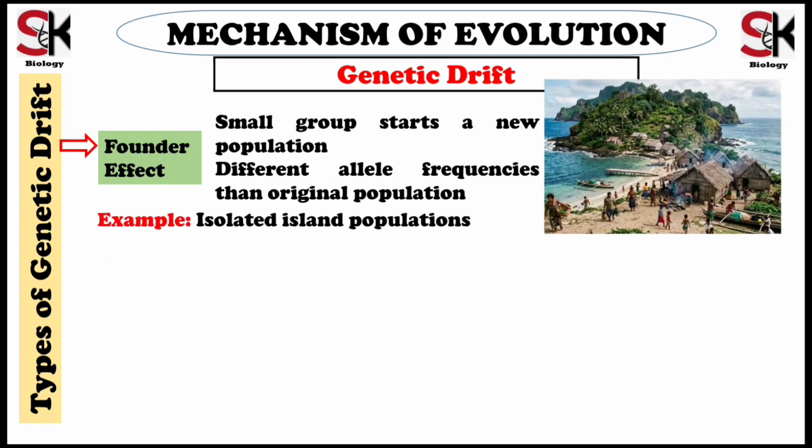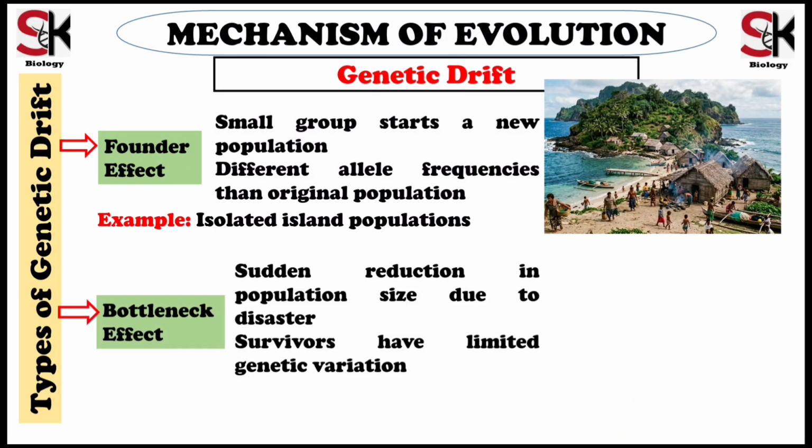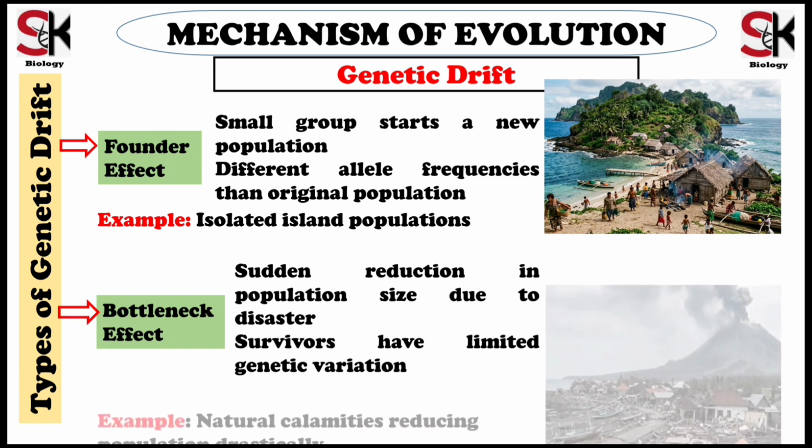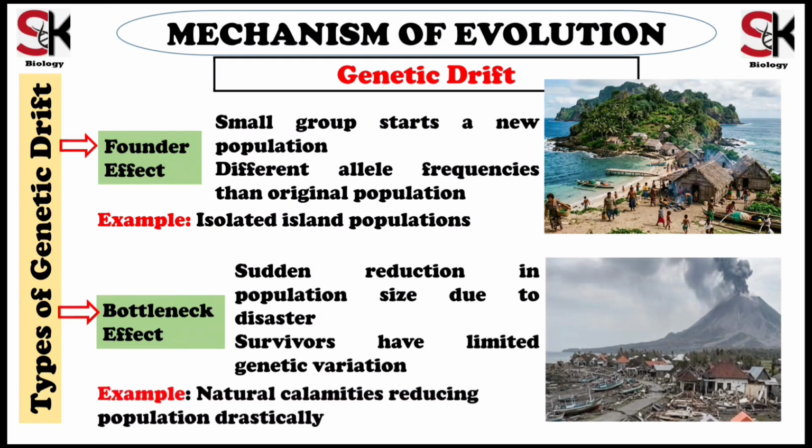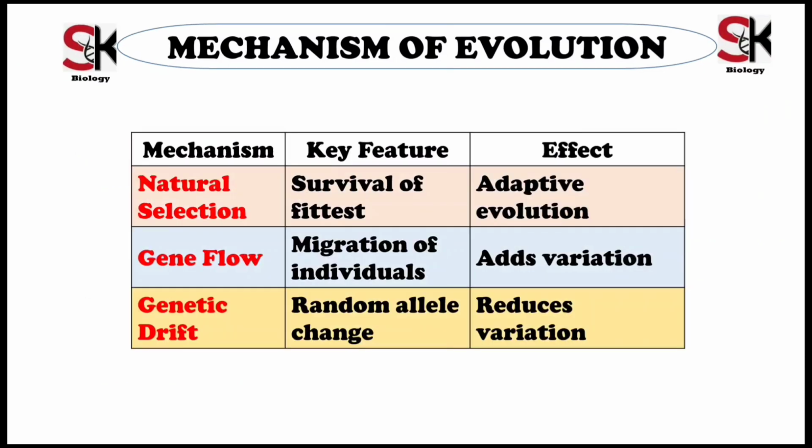The second type of genetic drift is the bottleneck effect. In the bottleneck effect, a population size is suddenly reduced due to disasters like volcanoes, floods or earthquakes. The remaining individuals have limited genetic variation. For example, population reduction due to natural calamities. Here in this table, I have summarized 3 important mechanisms of evolution: natural selection, gene flow and genetic drift.